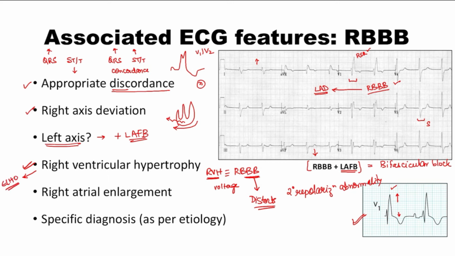Now, if the patient has got a right ventricular hypertrophy, there is a pressure overload to the right atrium, which leads to a right atrial enlargement, which manifests as a tall P wave in lead 2 and lead V1. Other ECG abnormalities can be a manifestation of those specific diagnoses as per the etiology.